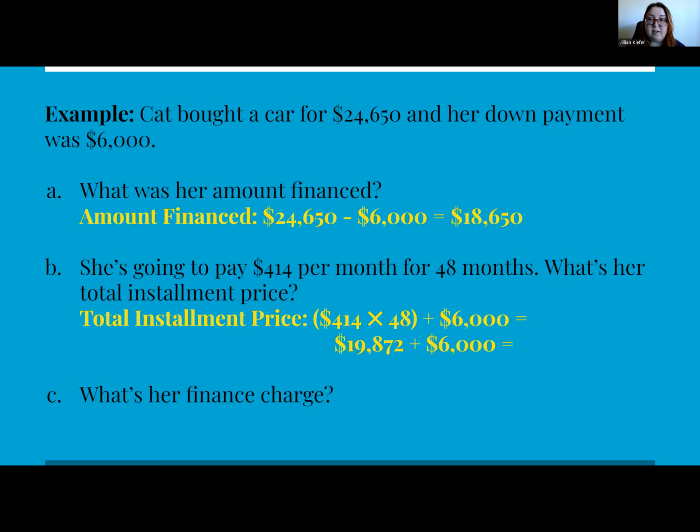Calculating the sum of all the payments, that comes out to about $19,872, which we add to the down payment to get our final total installment price of $25,872. That's pretty different than the original $24,650 that the car actually was worth. It was roughly an extra $1,000.